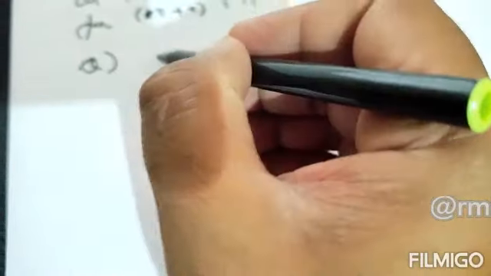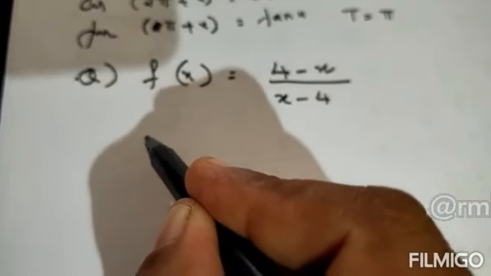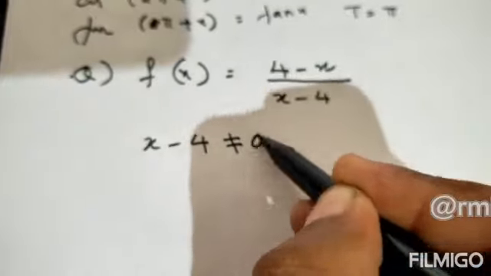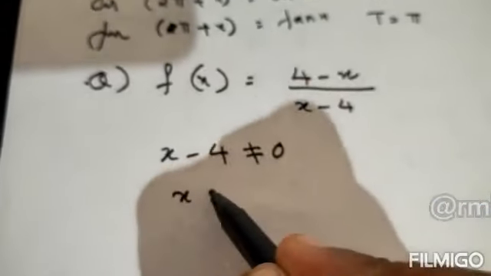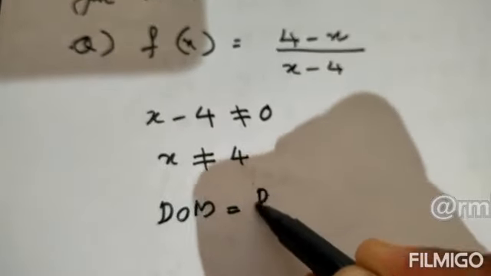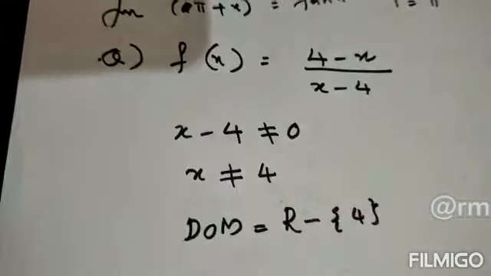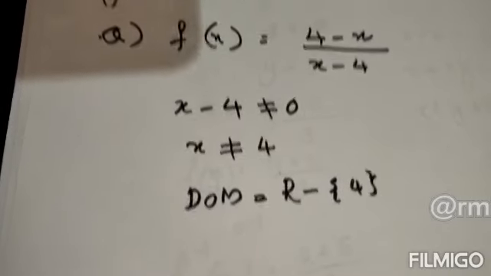First one is, find the domain and range of the function f(x) = (4 - x)/(x - 4). Domain means the values of x. For a rational function, the denominator x - 4 is not equal to 0, so x is not equal to 4. Clearly the domain is all real numbers except 4, so domain is R minus {4}. For a rational function, we take the denominator not equal to 0 and we always get the domain, so domain is R minus {4}.